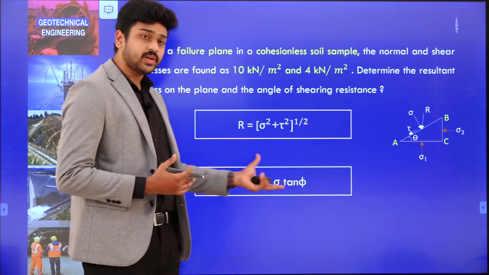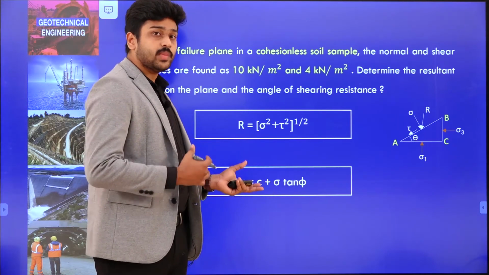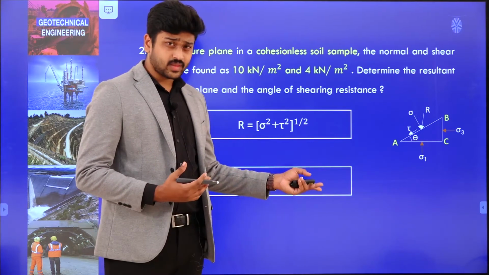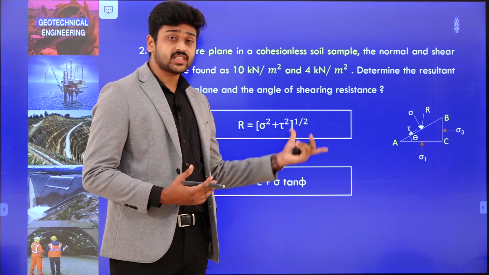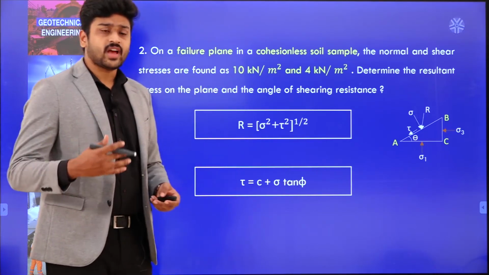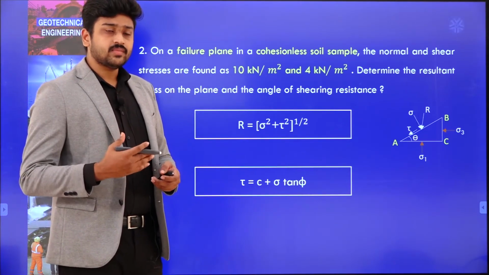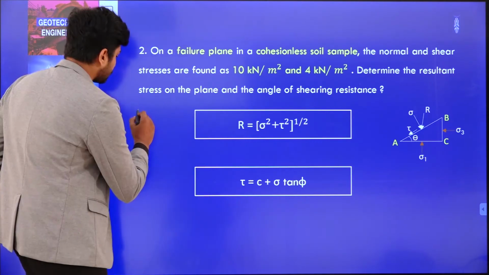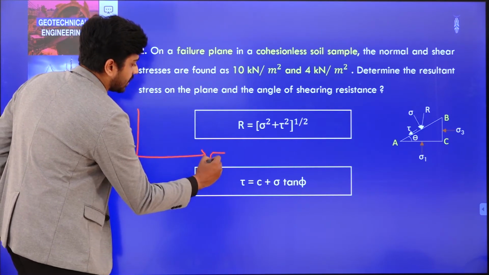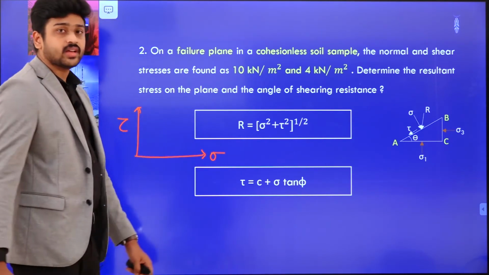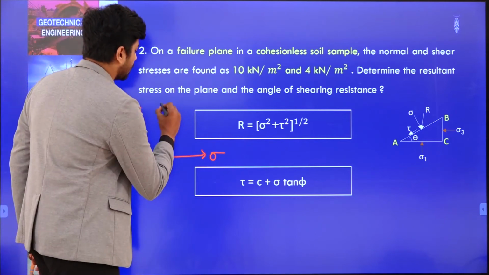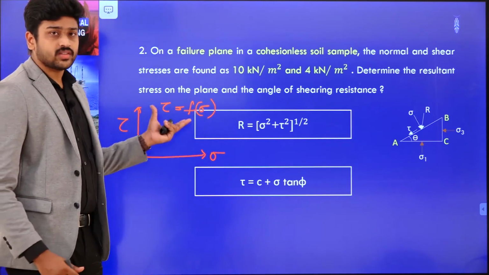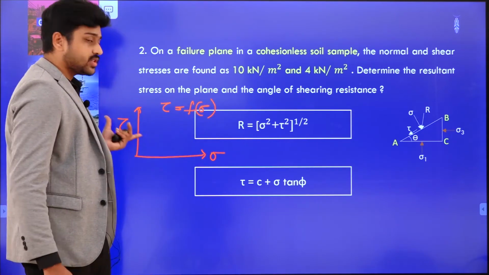However, how we obtain this particular equation, we will understand in our Mohr Coulomb theory. Here, the angle of shearing resistance phi, just imagine there will be a particular generalized failure plane for a particular soil. This is a sigma and tau space. We know that tau is a function of sigma, because this is a tau sigma space.